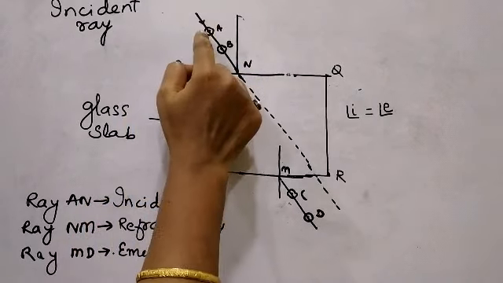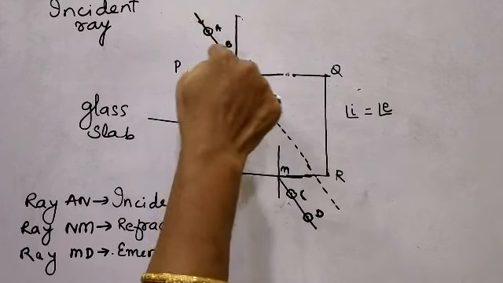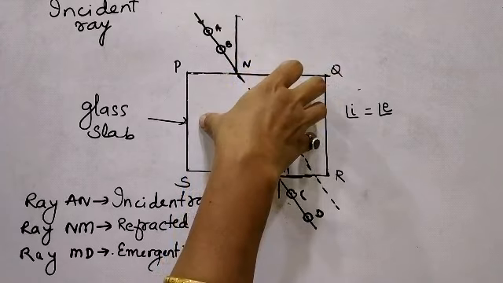Now fix two pins A and B on this particular inclined straight line. Place the glass slab once again on the outline.